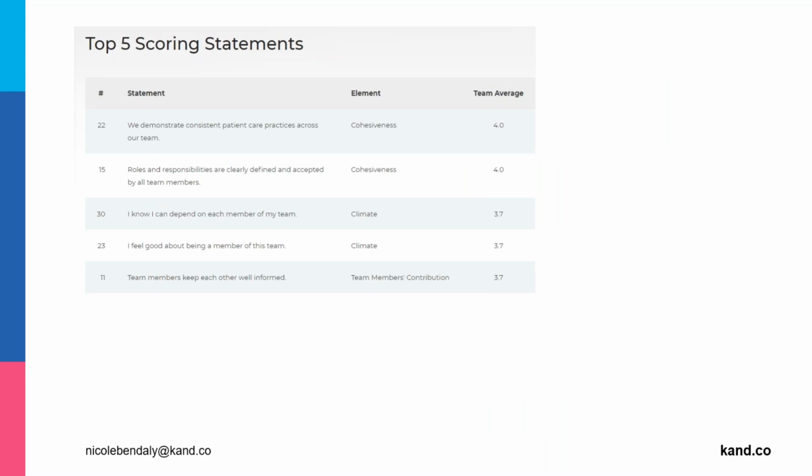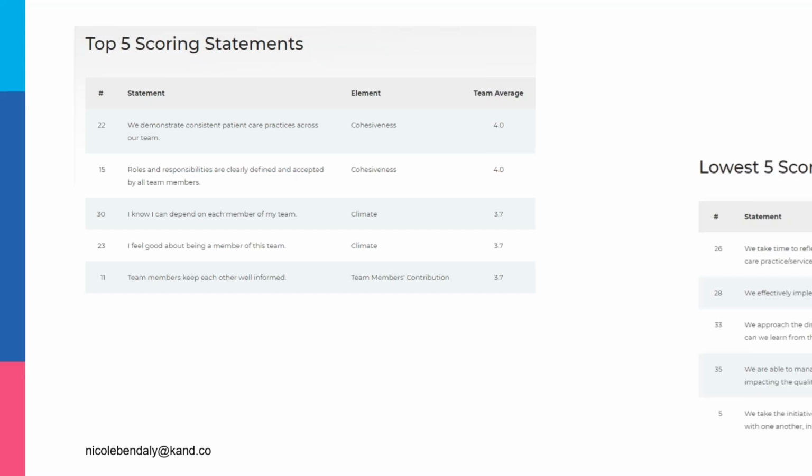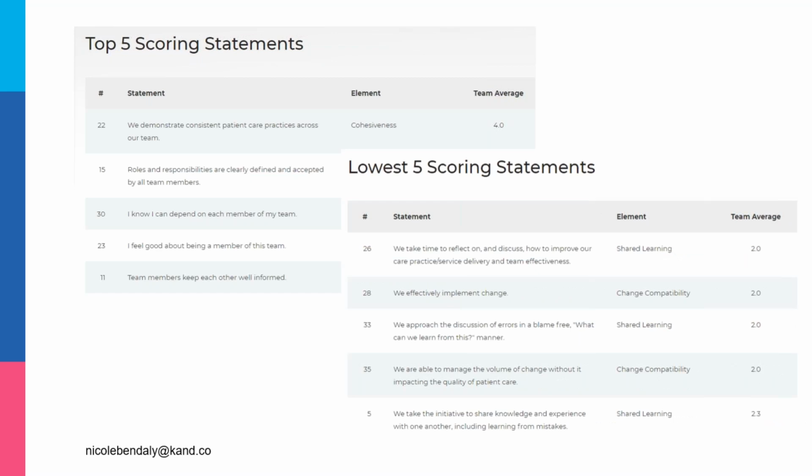So this team, for example, believes that they demonstrate consistent care practices across the team. They're doing really well there. They believe roles and responsibilities are clearly defined and accepted. They know they can depend on each of their team members. They feel good about being a member of this team. Those are areas that the team can immediately hone in and celebrate. They can also immediately take a look at where their team overall feels they need to improve. This team identified that they really need to take time to reflect on and discuss how to improve their care practice and service delivery and team effectiveness, right? They also identified they need to improve how they're managing change.